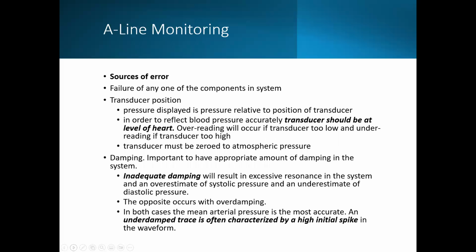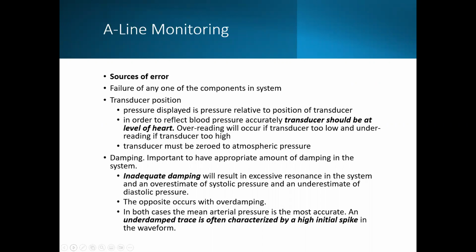A-line monitoring, we'll spend a little bit of time on this slide. Sources of error: failure of any one component of the system. Transducer position, I would absolutely know this. The pressure displayed is the pressure relative to the position of the transducer, so to reflect blood pressure accurately, the transducer should be at the level of the heart. Overreading will occur if the transducer is too low, underreading if it's too high.